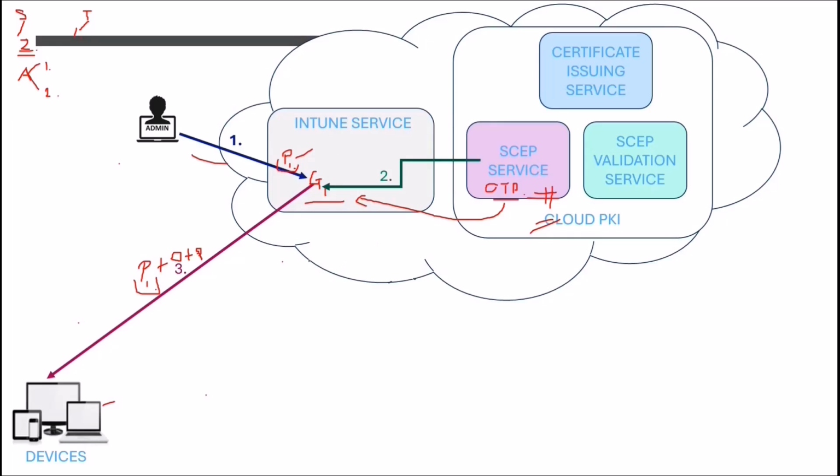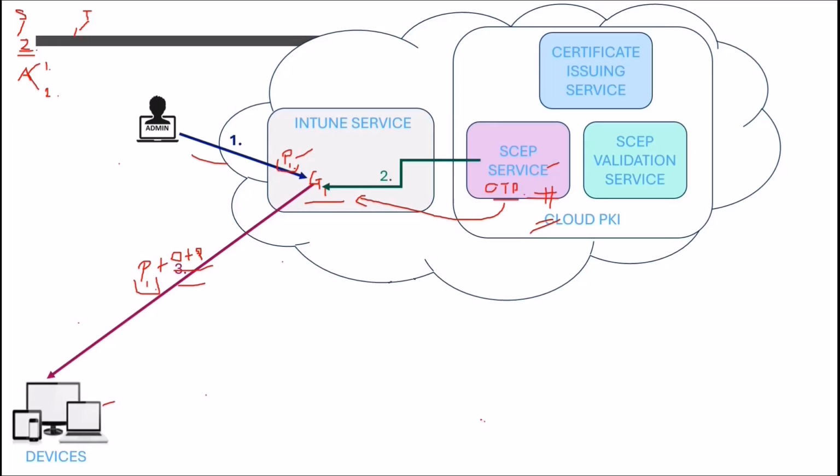So let's recap now. In step 3, the profile which was created has come down to the device. The profile contains a bunch of information which we are going to see later, and amongst all that information is the SCEP URI, which is a URL or an endpoint accessible over the internet, and an OTP or challenge password which was generated by this SCEP service. Okay, now let's see what happens next.